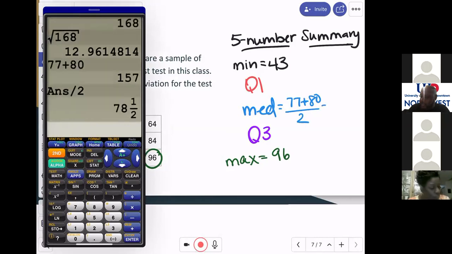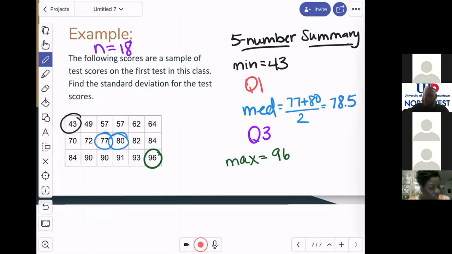That's equal to 78.5. So there goes the median. Basically the median is cutting this thing right in half right here. You got that? On this side should be the same amount of numbers, which is 9 on this side of the median. There's also 9 on this side of the median. Everybody got that?